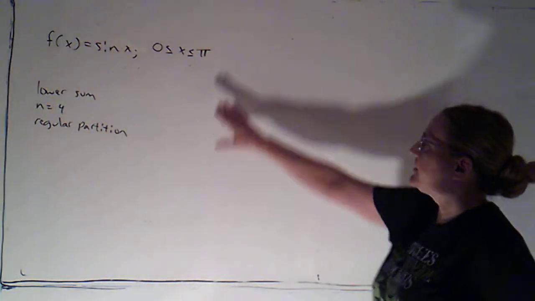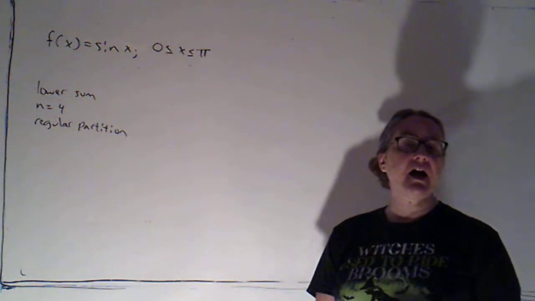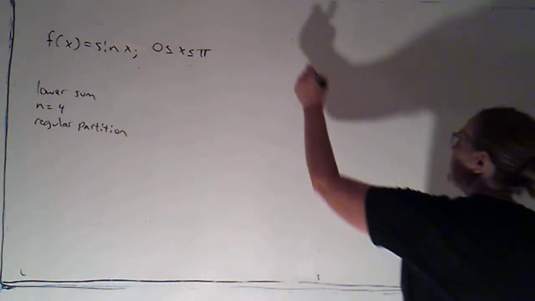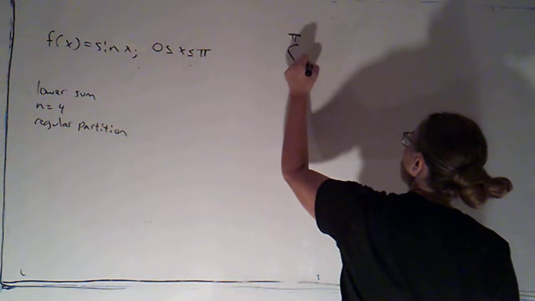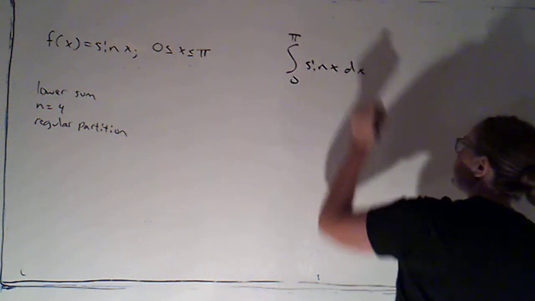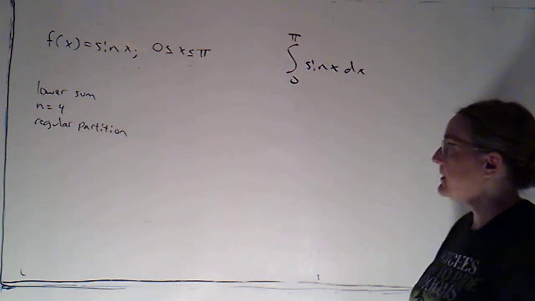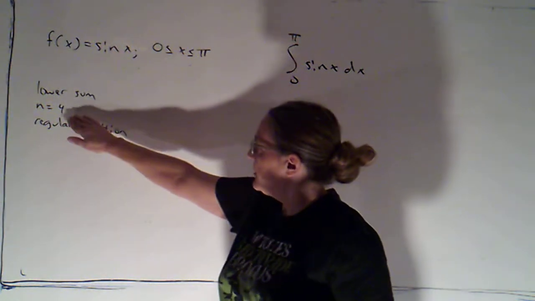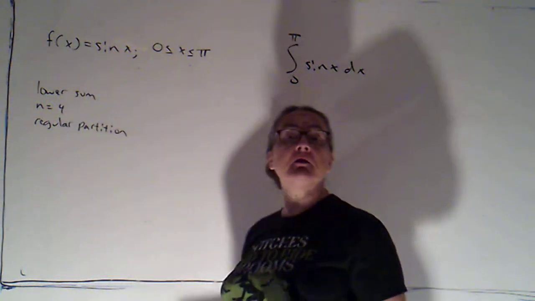Right, in question 8 from last year's final, we're taking a look at the function sine x over the interval from 0 to pi, and we're going to be approximating the integral from 0 to pi of sine x dx using a Riemann sum. In fact, we're told to use a lower sum with 4 rectangles. We're using a regular partition.